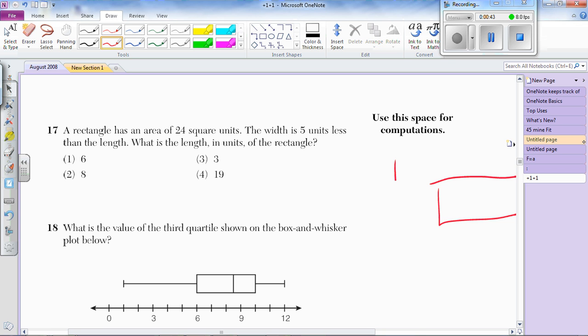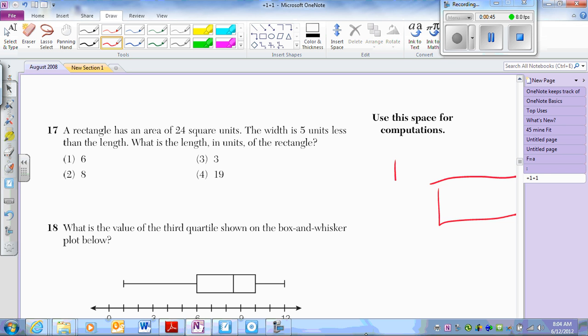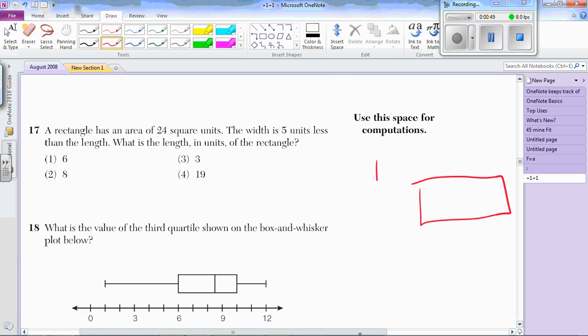So here are the lengths that I could be using. I could use a length of 6, but that would make the width 5 units less, which is 1. That's not it. I could use a length of 8. 5 units less would be 3. That's 24. That looks like it.